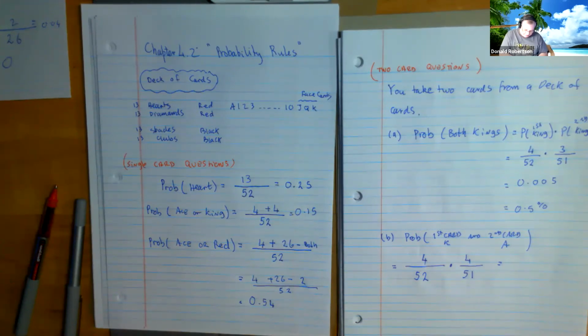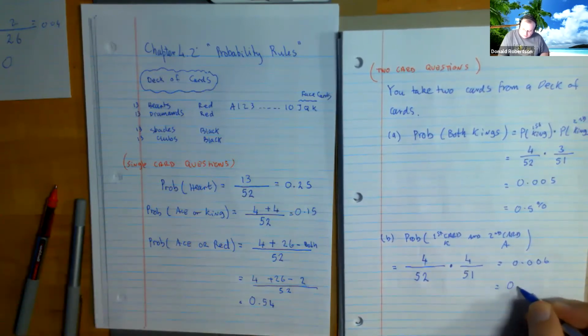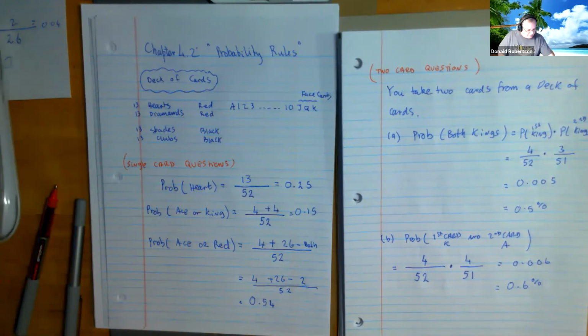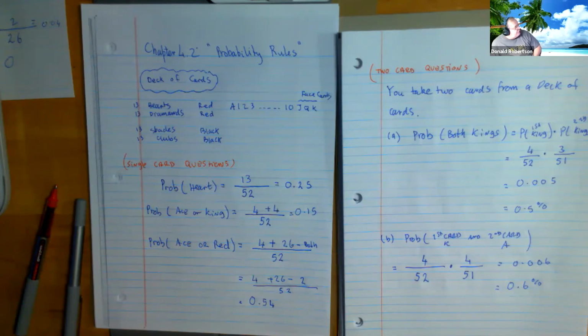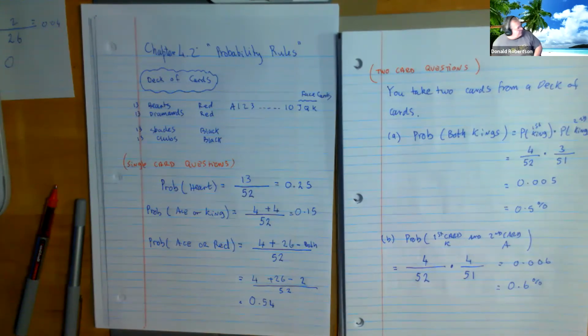Now, that gets you 16 divided by 52 times 51. And that gets you 0.006, which is 0.6%. That might surprise you. Do you know it's harder to get 2 kings than it is to get an ace and a king? 0.5%, 0.6. Now, if you were a gambling person, might it be to your advantage to know getting an ace and a king is a little bit easier than getting 2 kings? It might adjust how you would play the game.